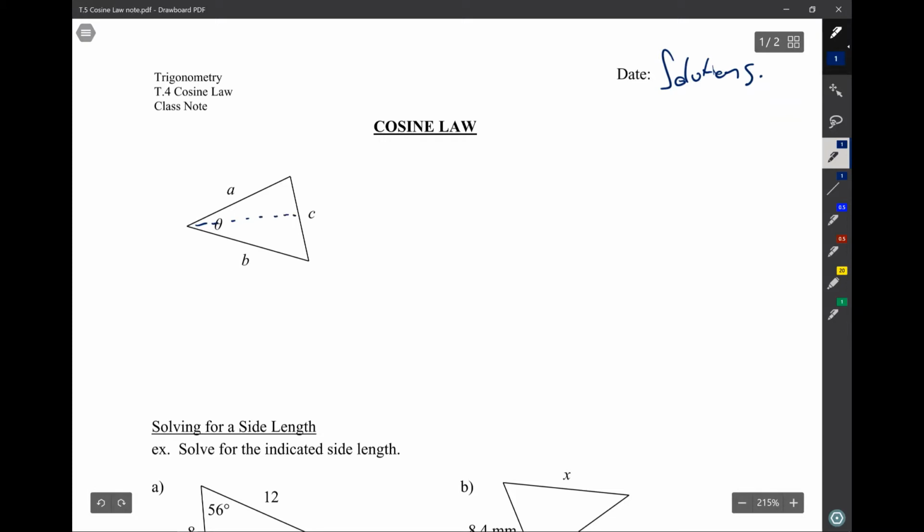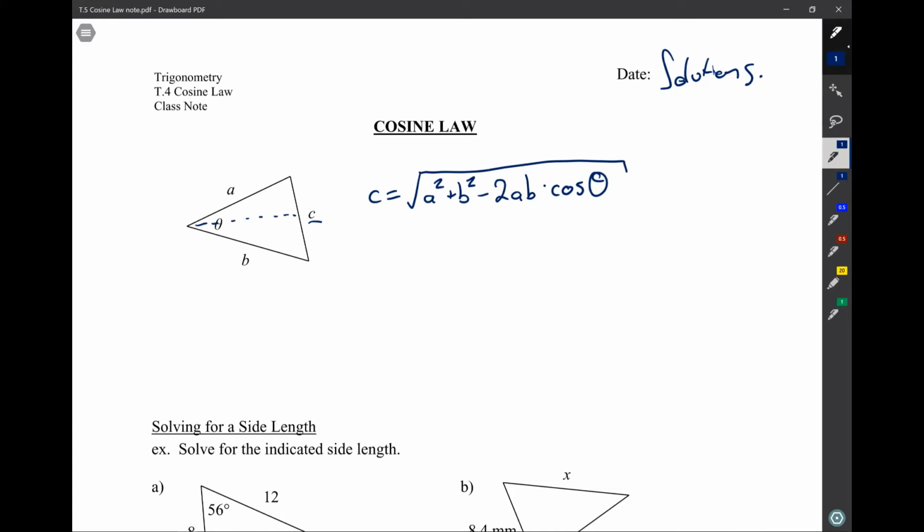If we label side length C opposite to one of the angles that we're working with, then our cosine law can be written as follows. C equals the square root of A squared plus B squared, and we've seen something like this before, but here we're going to throw another wrinkle into it. A squared plus B squared minus 2AB times the cosine of angle, in this case we label it angle theta.